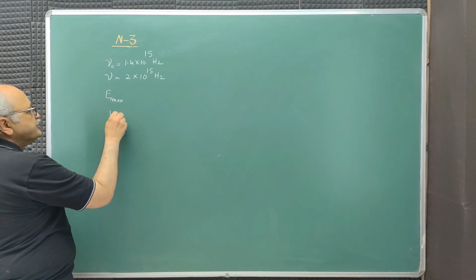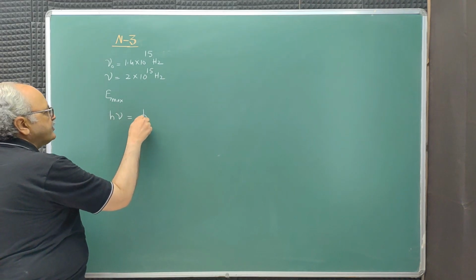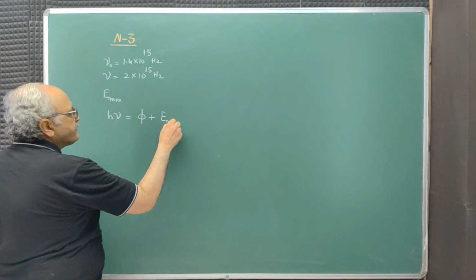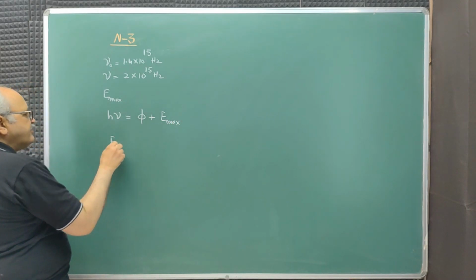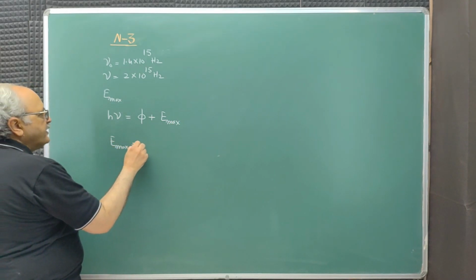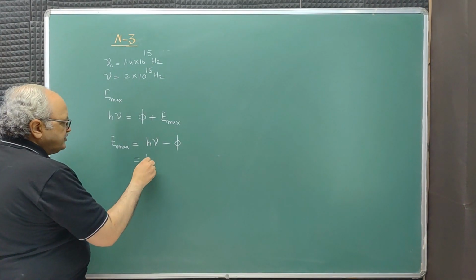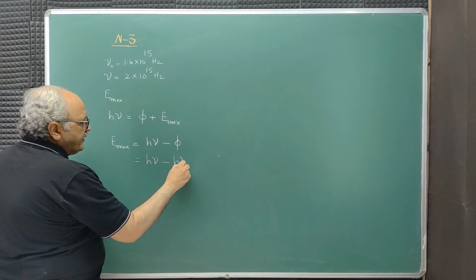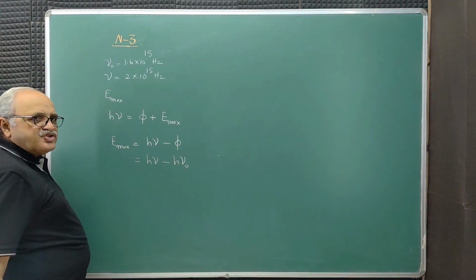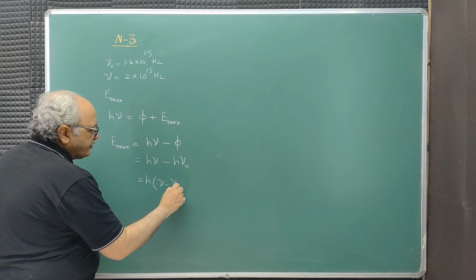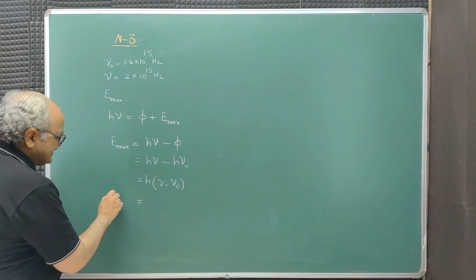So let's use the photoelectric equation hν = φ + E_max. So E_max therefore comes out to be hν minus the work function. Just modify it a bit, taking the work function as hν₀, and this is h(ν - ν₀). So here is our answer.